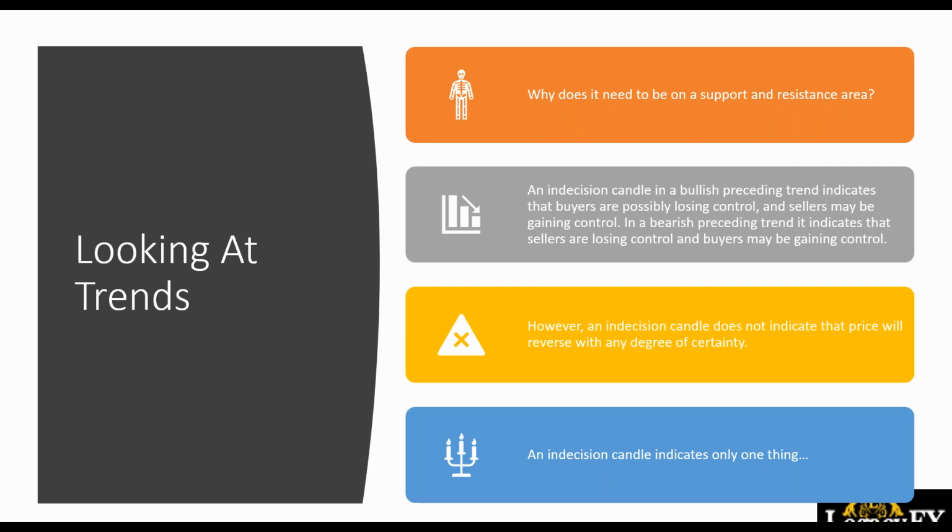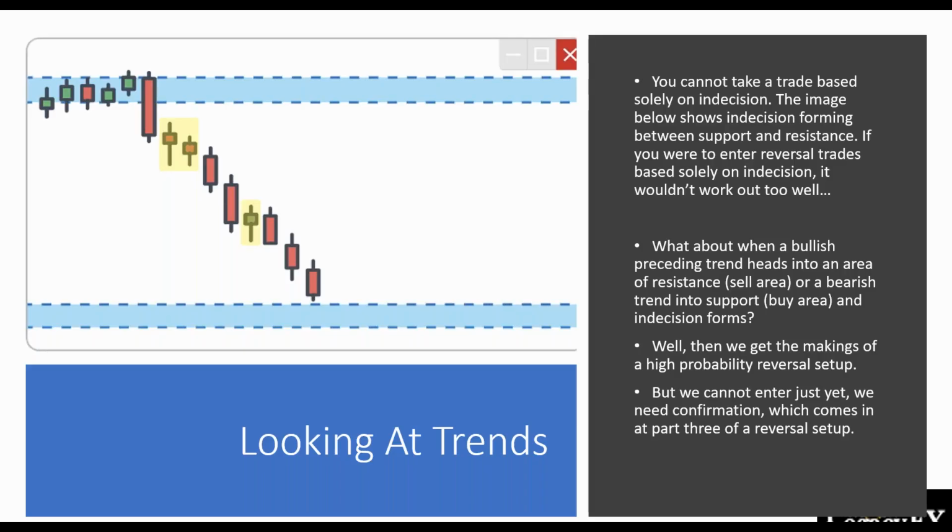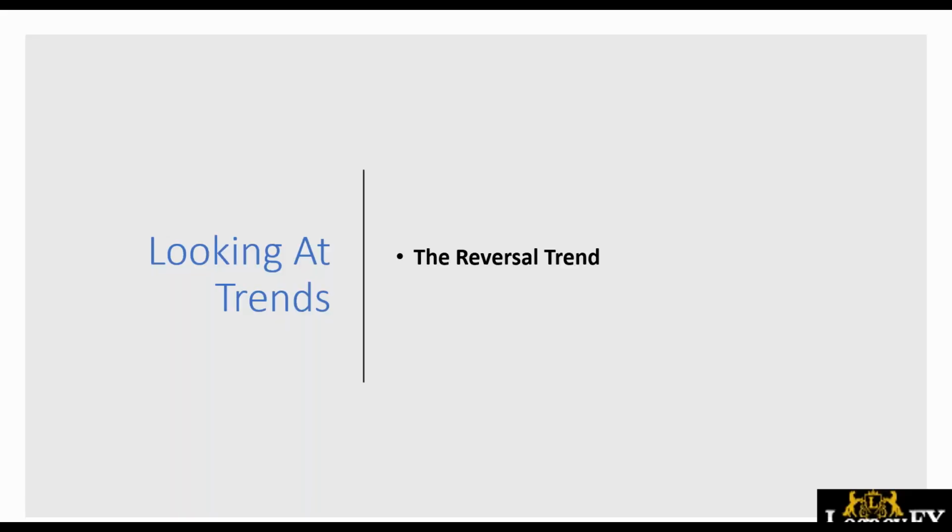So why does it need to be on support or resistance? An indecision candle in a bullish preceding trend indicates that buyers are possibly losing control. However, an indecision candle does not indicate the price will reverse with any degree of certainty. An indecision candle only indicates one thing: indecision. Now, you cannot take a trade based solely on indecision. So we've got a strong move up, and an indecision candle, but the indecision candle must be where? On that support or resistance area.